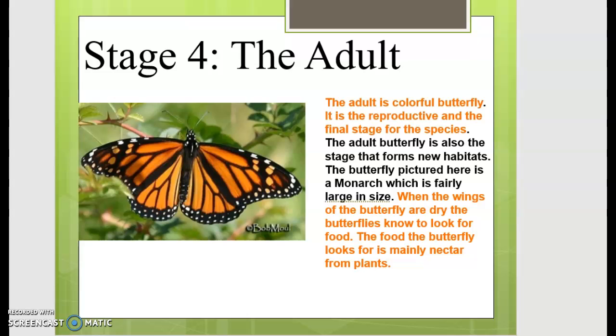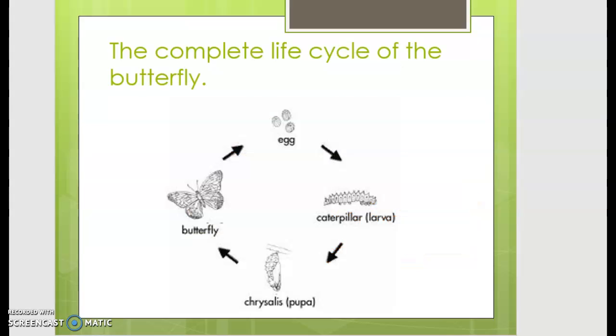Okay, so we noticed that our butterfly wasn't a butterfly at first, was it? No, it changed. So here on your screen, we have the complete life cycle of the butterfly, which was our egg, remember? Those little drops that looked like water. Then it turned into a caterpillar or larva, and then into a chrysalis or pupa, right? That's where it transformed. It's like hibernating in a way. And then our last and final stage is the butterfly, the beautiful butterfly.